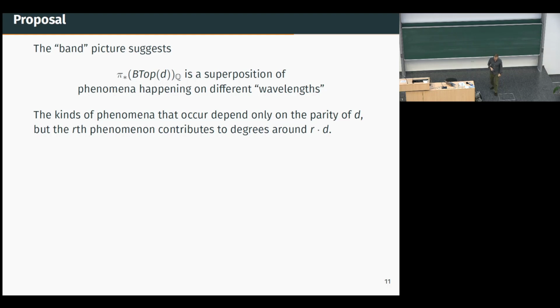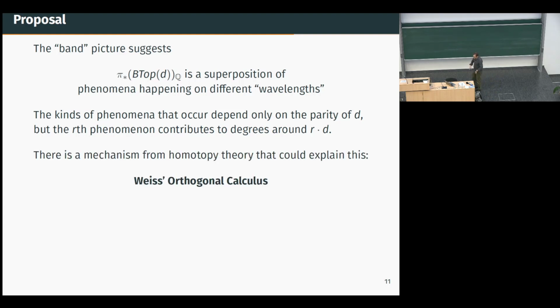And what seems to happen is that the kinds of phenomena that show up depend on the parity of D. Right? The chart for D odd was quite different from the chart for D even. But among all the even ones, things just seem to scale with various slopes. And between all the odd ones, things just seem to scale with various slopes. So there's a mechanism in homotopy theory that is designed in some sense to explain this kind of thing.